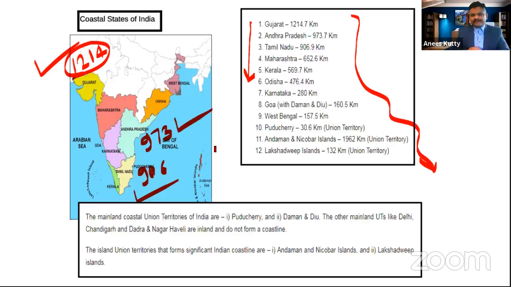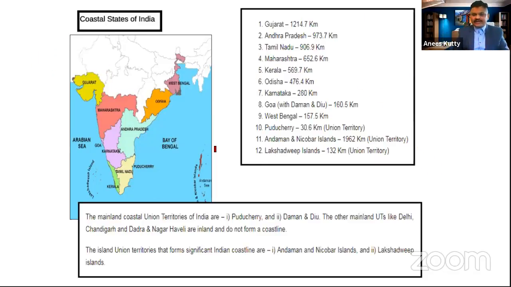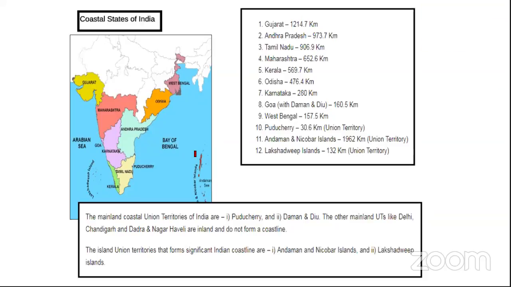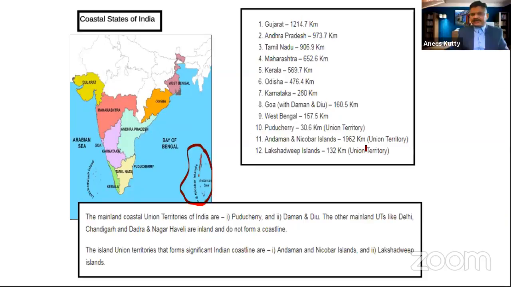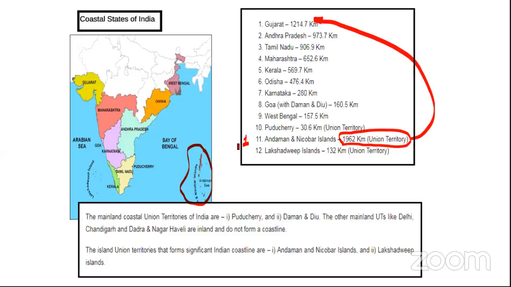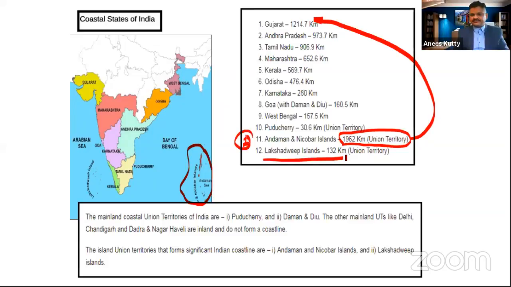But in the case of a union territory, the answer to which union territory has the maximum border will definitely be Andaman Nicobar. Andaman Nicobar has a coastal area almost greater than Gujarat also. See the comparison. Gujarat has just 1.4 thousand, but Andaman Nicobar's coastal boundary is 1960 kilometers. Just mention it this way. Then second in the case of a union territory is Lakshadweep Islands, 132 kilometers. And the third one is Pondicherry.